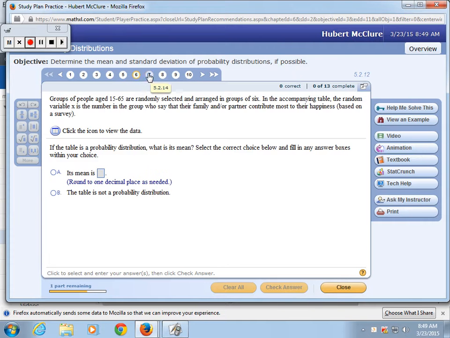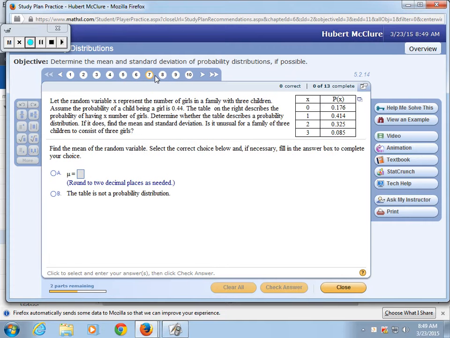Let me find a test question that I'll give you. There it is. They already done it for you. Now, oh my gosh, we got to find the mean and the standard deviation. How do you do that?